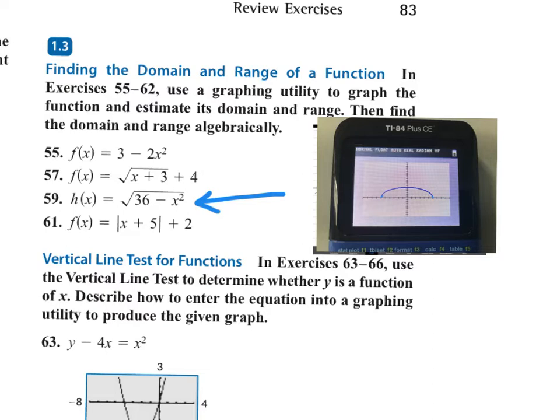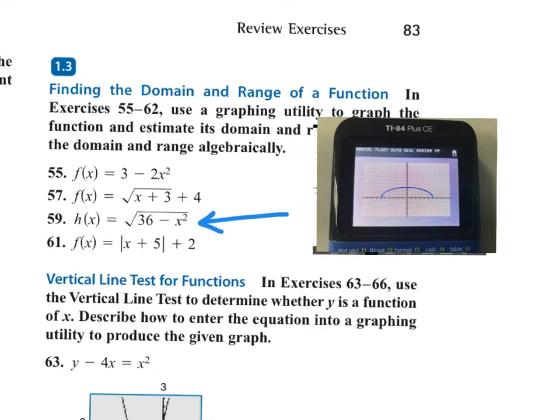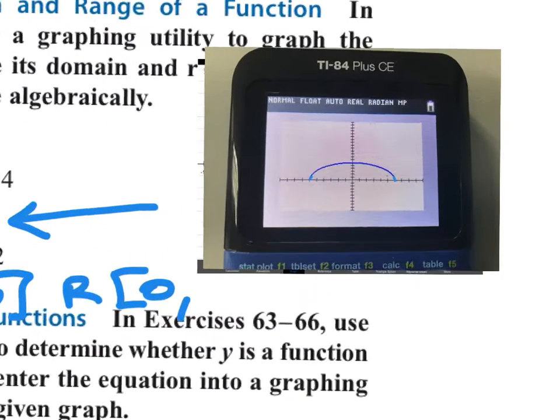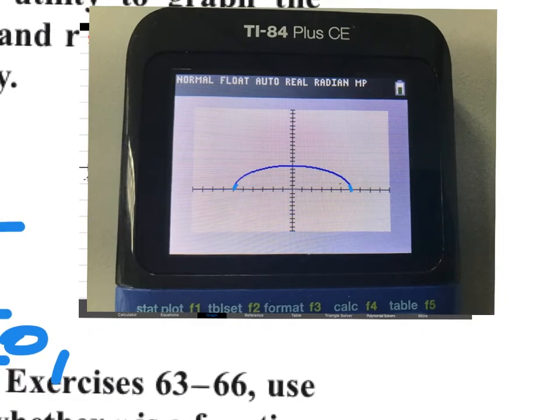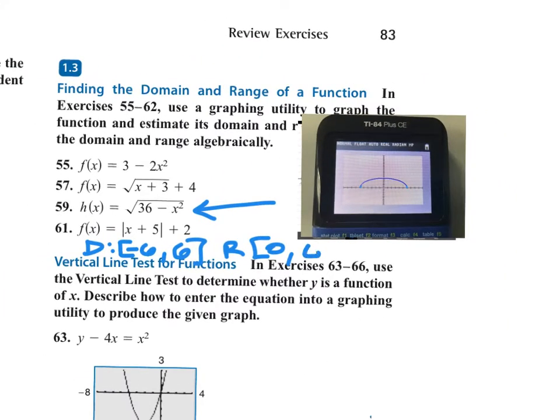So your domain goes from negative 6 to positive 6 because it's left to right, and your range goes from 0 to the max there, which is what, 1, 2, 3, 4, 5, 6, right? Yeah, 6.